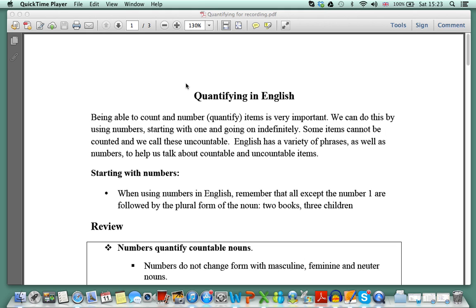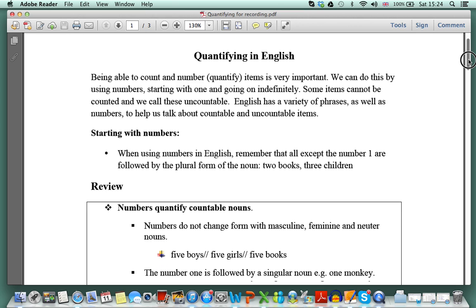Today, we are going to look at how to quantify in English. Being able to count and number, or quantify, items is very important. We can do this by using numbers, starting with 1 and going on indefinitely. Some items, however, cannot be counted, and we call these uncountable. In English, we have a variety of phrases as well as numbers to help us talk about countable and uncountable items. Let's start with numbers.